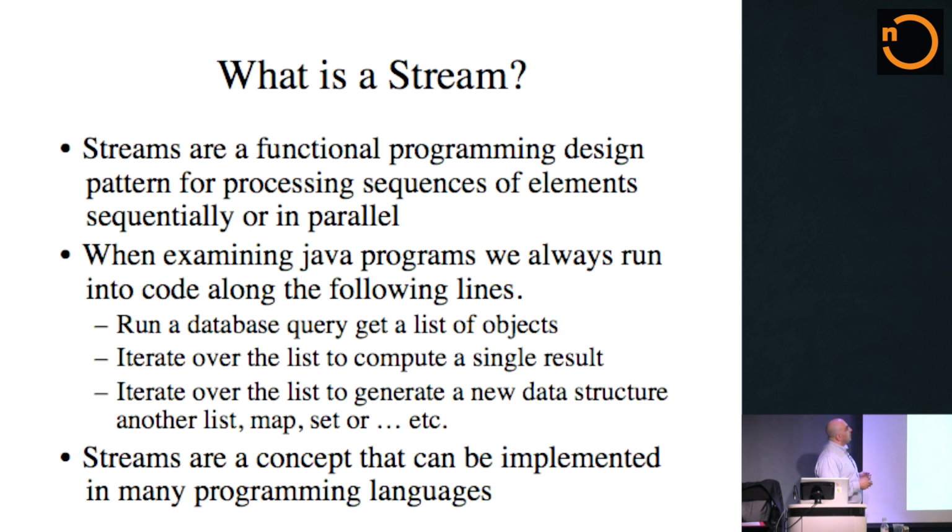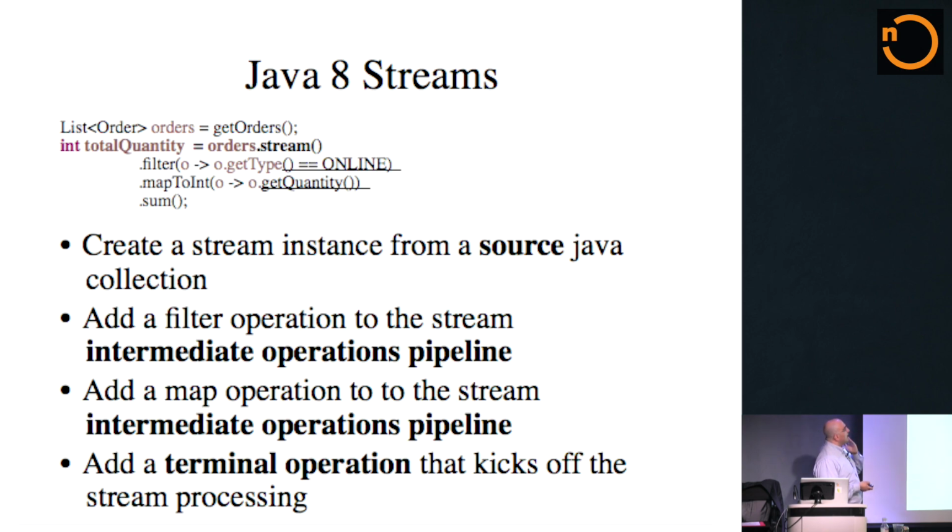So let's look at what makes something a stream. This is an example here. Let's say I've got a list of orders, and I want to calculate the total quantity of online orders of a certain thing. So what you do is you call the collection orders.stream. Let's do it with the bullet points. First you create a stream instance from a source, which in this case is the collection.